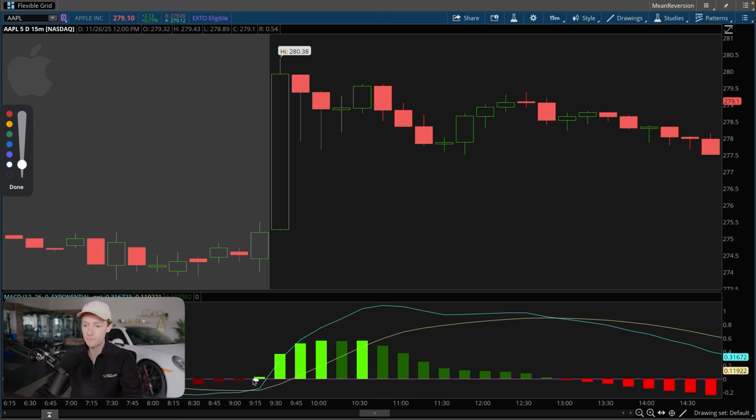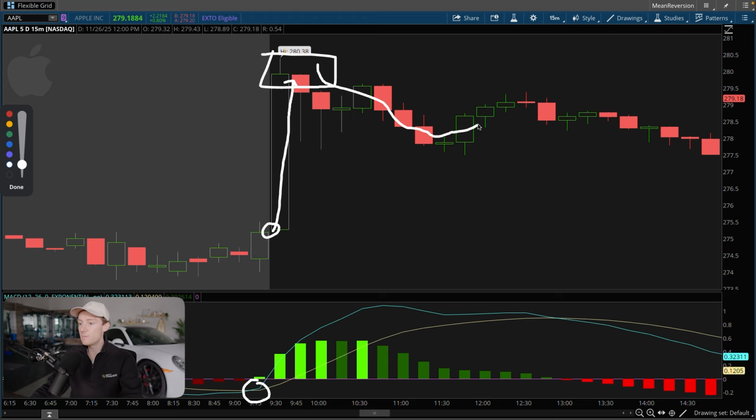So this position would have been a long. We would have entered off of the open. We would have traded the move. Obviously, we would have at one point been sitting up here at 280. We would have come down a little bit, moved back up. And at this point, this was our signal where we crossed and where we started seeing the MACD die out. This was our signal to exit.